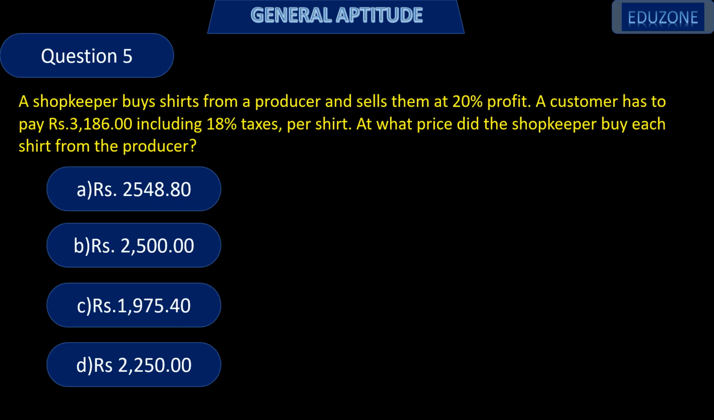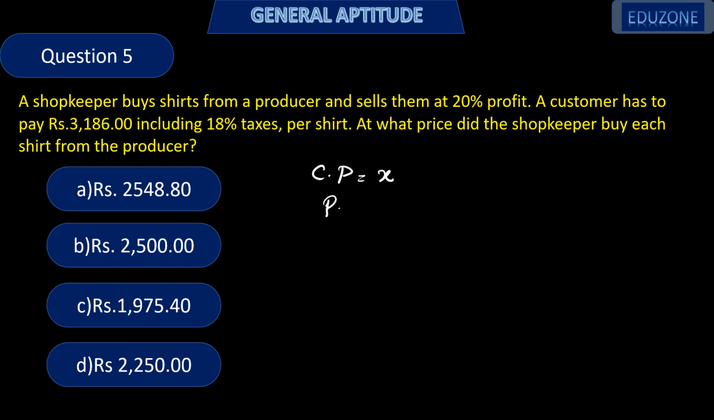Next question. A shopkeeper buys shirts from a producer and sells them at a 20% profit. A customer has to pay rupees 3186 including 18% tax per shirt. At what price did the shopkeeper buy each shirt from the producer? Let the cost price be X. This is to be found. The price the shopkeeper buys each shirt at, that is the cost price, is to be found out.